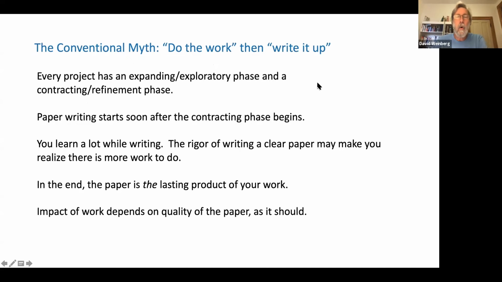Okay, so there is a common phrase you hear, and I even sometimes slip into it myself, about a paper or a project where you say, oh, it's basically done, now I just have to write it up. And I do think that the notion that writing it up is a different thing from doing the work is wrong on many fronts.